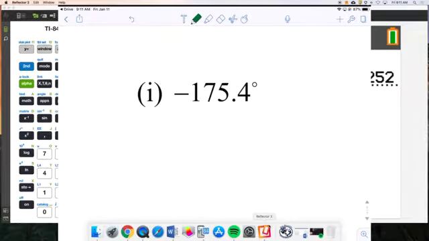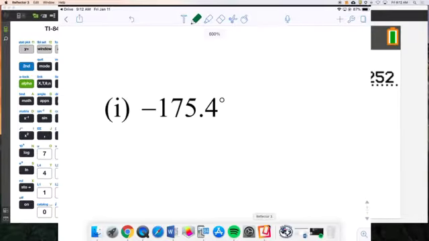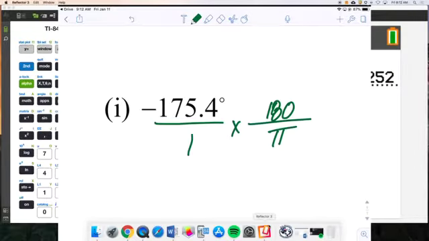Negative 175.4. I don't think we're going to be able to do this one without converting it the old-fashioned way. So let's put that over 1 and multiply by 180 over pi, right? Very good. This would be someone who's just rolling the coin, and then hoping the coin, once it stops rolling, flips over onto heads or tails. They're just assigning one of the conversion factors as heads and the other one as tails, and then they're just going for it because they have no idea what they're doing. Okay, I'm going to quit talking about that.